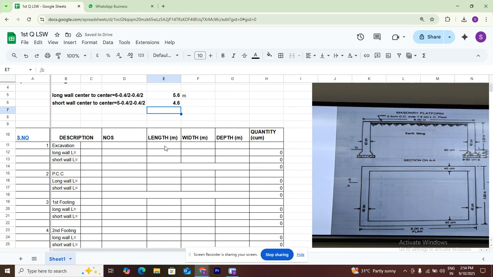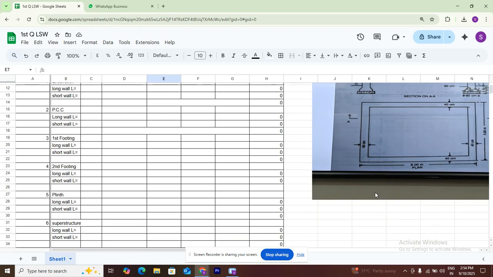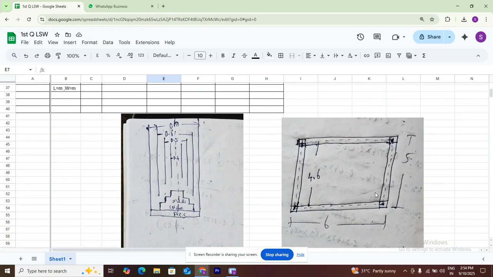Now we need to calculate the items. We need to find the excavation of the various items. First, we need to calculate the estimation of excavation. While dealing with the long wall and short wall method, we need a brief discussion here. This is the plan, and center to center is 4.6.